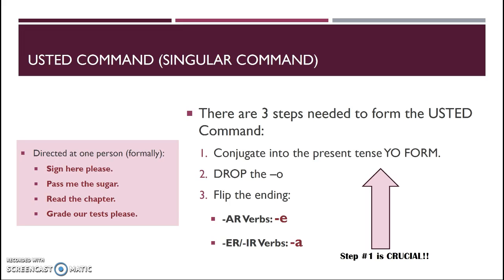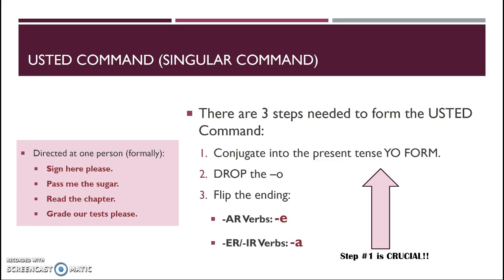After you conjugate into the yo form, you're going to remove the o. And then we actually flip endings. So AR verbs take on ER endings, and ER and IR verbs take on AR endings. So once you've done the yo form, you've dropped the o. If your original verb was an AR verb, you're going to make it end with E. If your original verb was an ER or IR verb, you'll make it end in A.